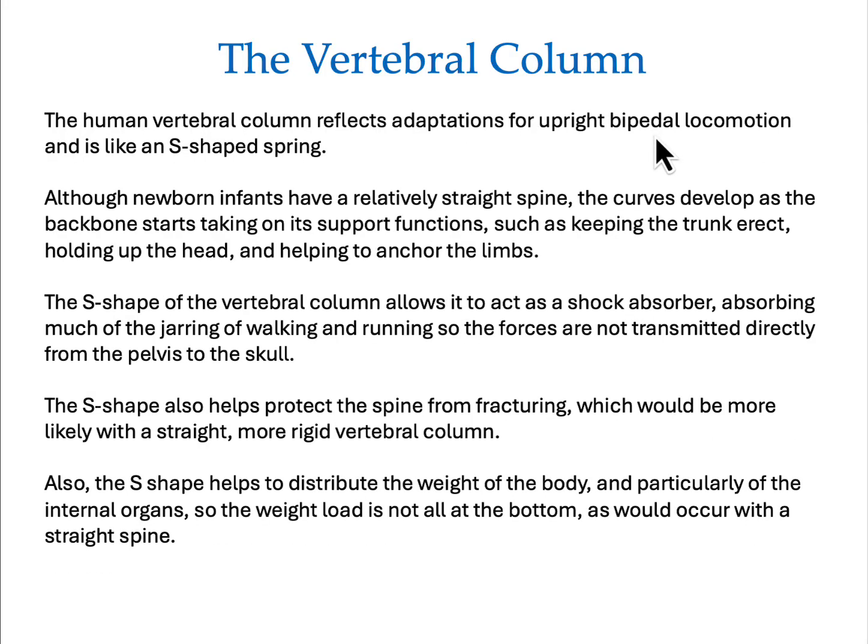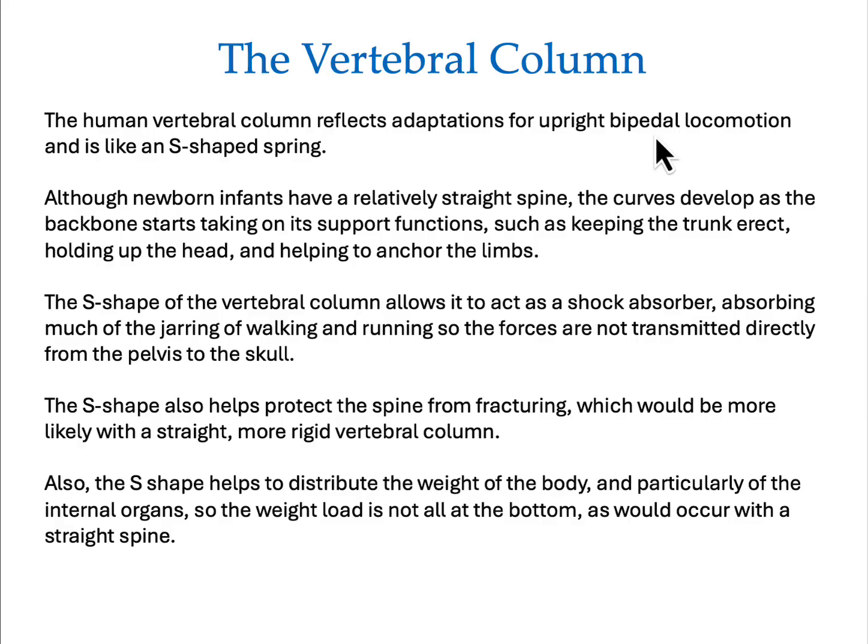The human vertebral column reflects adaptations for upright bipedal locomotion and is like an S-shaped spring. Although newborn infants have a relatively straight spine, the curves develop as the backbone starts to take on its support functions, such as keeping the trunk erect, holding up the head, and helping to anchor the limbs. The S shape of the vertebral column allows it to act as a shock absorber, absorbing much of the jarring of walking and running, so the forces are not transmitted directly from the pelvis to the skull.